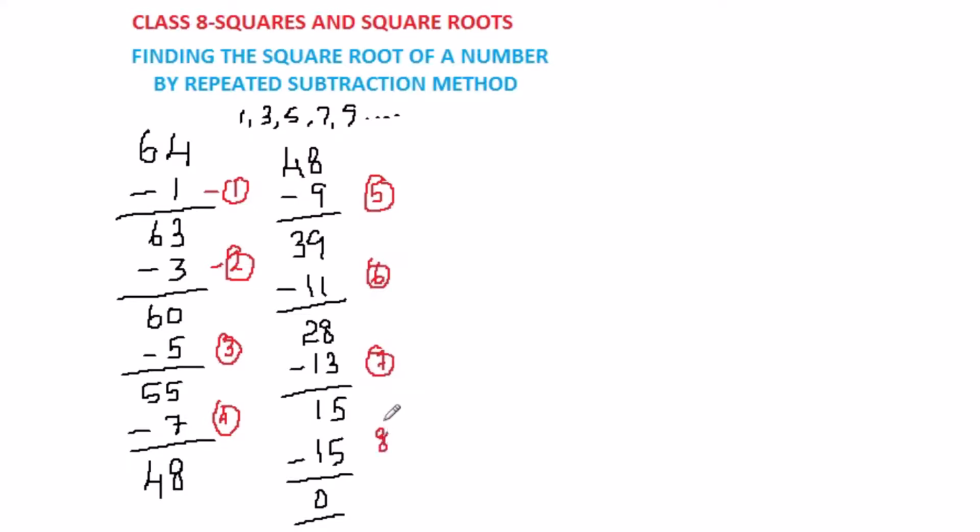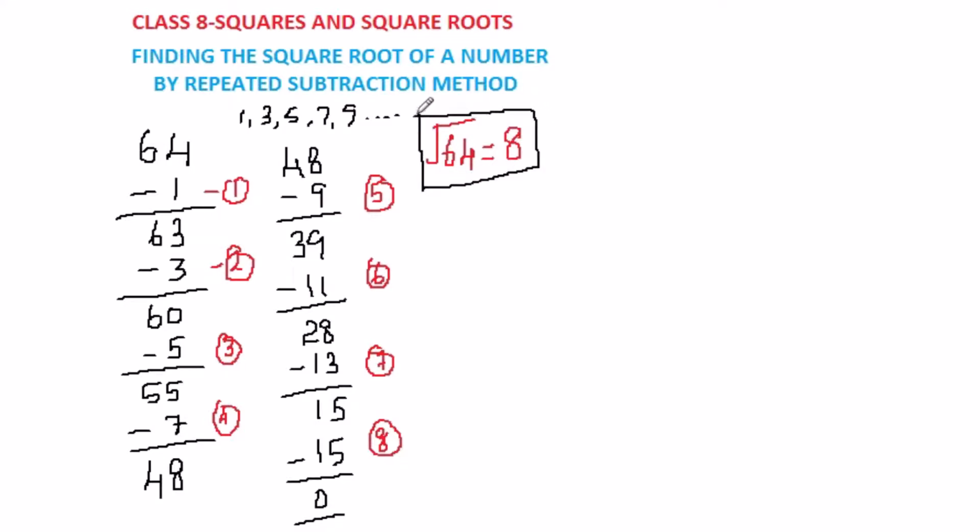So the number 64 is being subtracted by the odd numbers 1, 3, 5, 7, 9, etc., and the number of times it got subtracted is 8. Hence we can say that the square root of 64 is 8. This is the answer. So the square root of 64 we can call as 8.